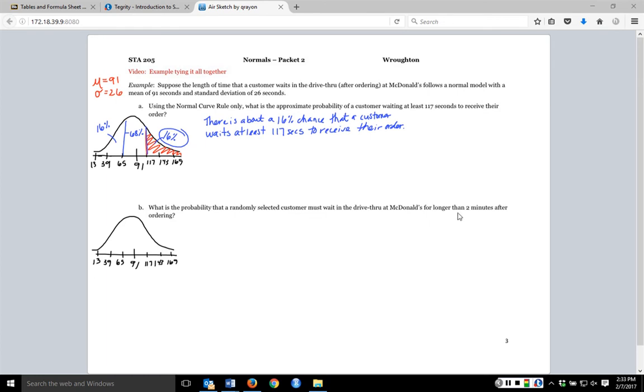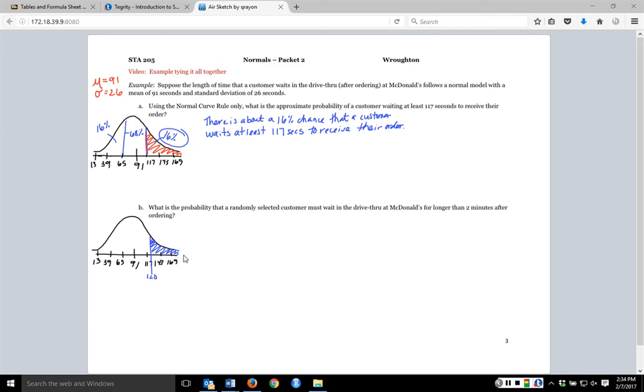So the first thing to be careful of is 2 minutes. I was talking seconds up here, so I better make sure my units match. So 2 minutes is 120 seconds, which will fall about here. And we want longer than, so we're going to shade to the right. Now if I just want to compare this to above, I'm a little bit higher than 117. So up here there was a 16% chance. So I know this is actually going to be a little bit smaller than a 16% chance.